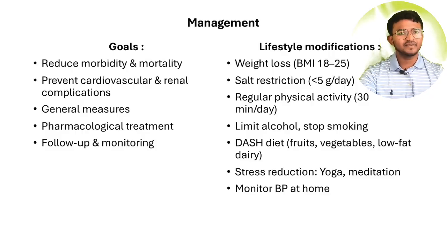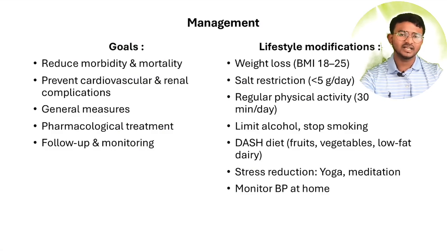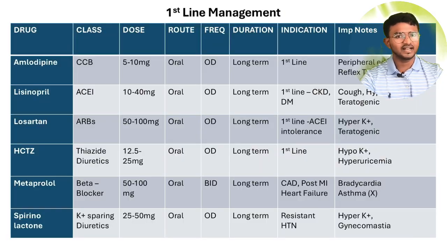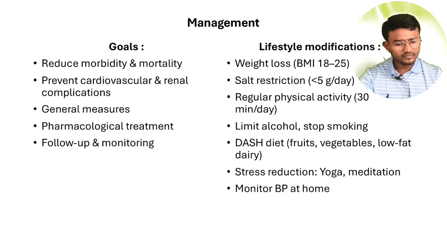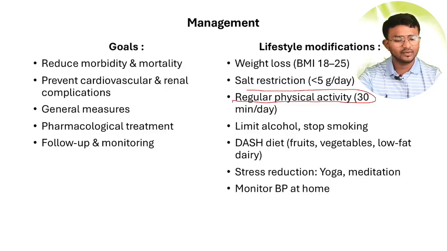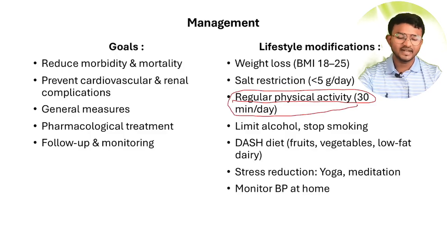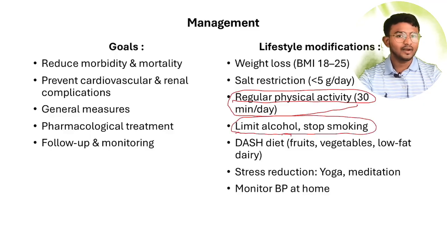In lifestyle modification, we have to do weight loss, with a body mass index of 18 to 25, and salt restriction of less than 5 grams per day. We have to give patient education to do regular physical activity, 30 minutes per day. If the patient has a habit of drinking alcohol and smoking, we have to counsel the patient to quit.